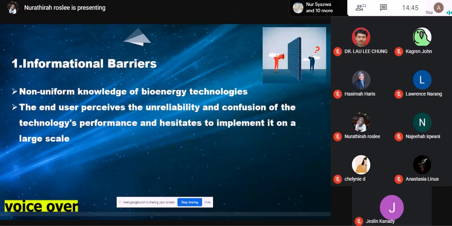The first challenge will be informational barriers. These barriers are caused by non-uniform knowledge of bioenergy technologies among organizing institutions, financial institutions, local communities, entrepreneurs, other stakeholders, and consumers, which hinders the wide dissemination of this technology. These barriers are common and central to any debate on the exploitation of renewable energy resources and climate change. The consequence is that end users perceive the unreliability and confusion of the technology's performance and hesitate to implement it on a large scale.